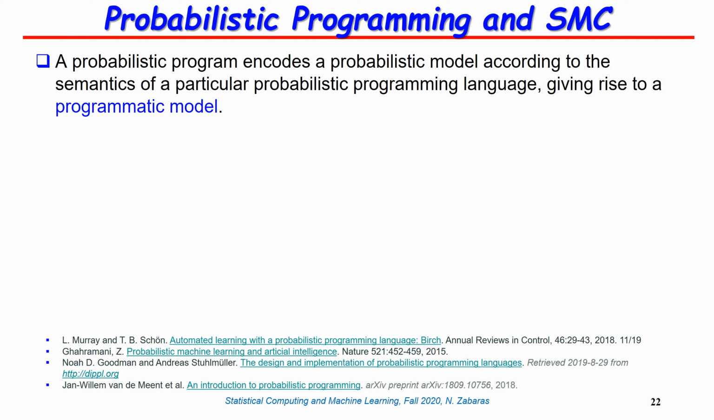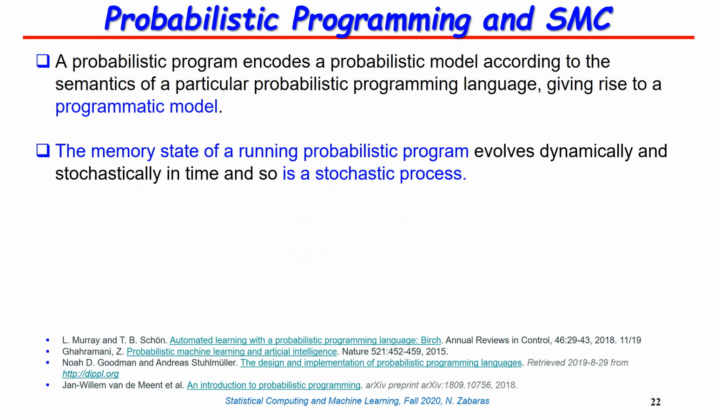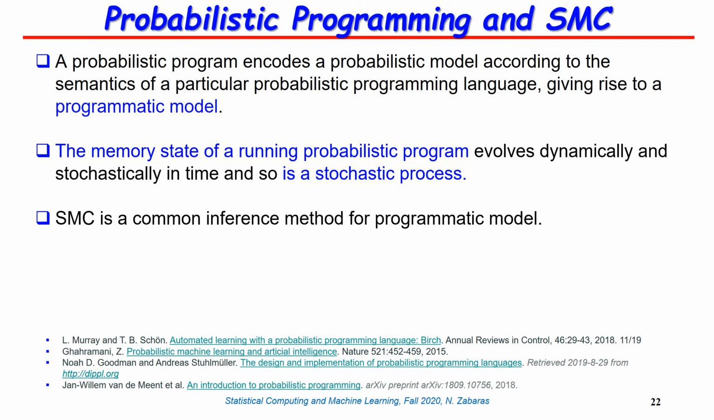Okay, so what is probabilistic programming? Probabilistic programming uses a new programming language, called a probabilistic programming language, that somehow encodes a probabilistic model into a probabilistic program. Okay, and what is new about it? What is new about it is that the memory of this program, when you run it, is actually a stochastic process, and the way that you model this dynamic stochastic process is using sequential Monte Carlo.